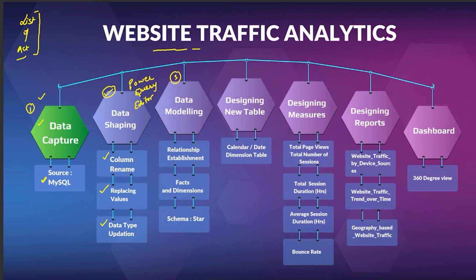The third activity is data modeling. This is very important and critical, and we need to put more focus on this particular activity. What types of activities are we going to perform in the data modeling stage? We are going to establish relationships among different tables, that is, different fact and dimension tables, and we are going to follow a star schema here. I will explain what a star schema is once we define this data modeling.